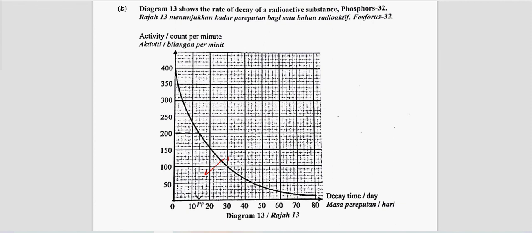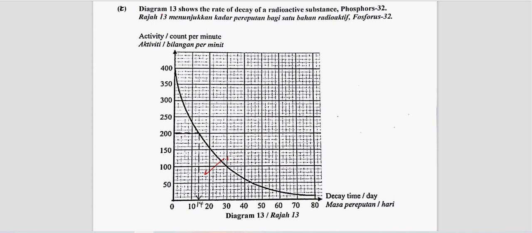Okay, 5 more marks for section C. So normally they have calculation just like this. So diagram 13 shows rate of decay of radioactive substance phosphorus 32. So this is a decay curve. Okay, if you look at this decay curve, it start from a point here. So means that this is the initial activity.